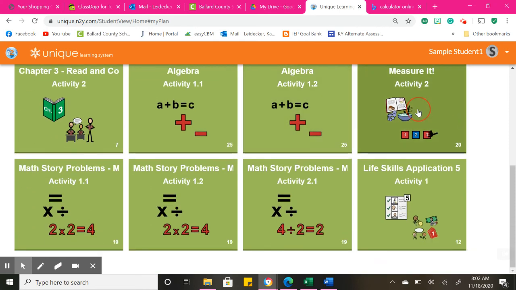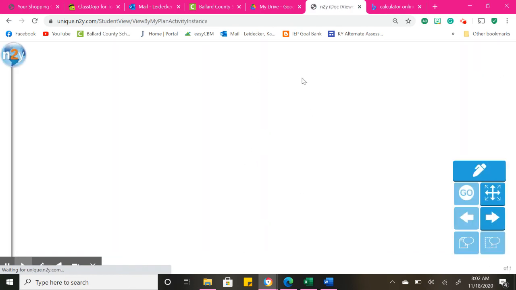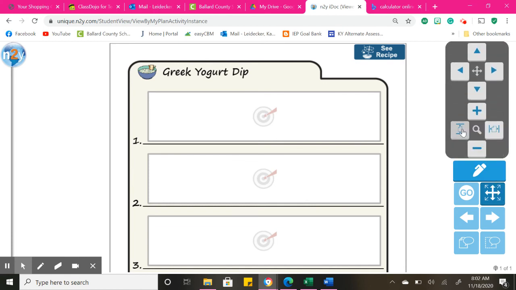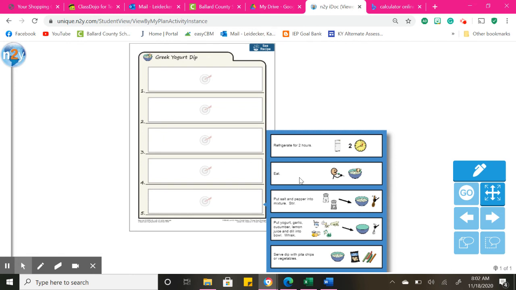All right, measure it box. You have to order this recipe in the way that you would make it. This is kind of fun. So for this, you have Greek yogurt dip. And here are the different things that you need in order to make the Greek yogurt dip. So we have refrigerate for 2 hours, eat.